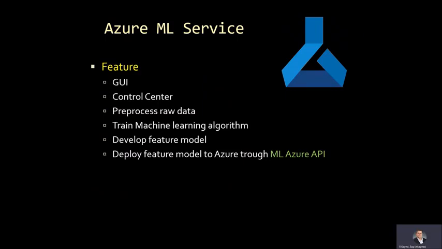An example of a nice platform that you can have and it's still free is the Azure machine learning service. It has a very good GUI. It has a nice control center. It has pre-processing of the raw data. Additionally, it allows you to train a machine learning algorithm, develop a feature module, and deploy that feature module to Azure through a tool or API called the Machine Learning Azure API.